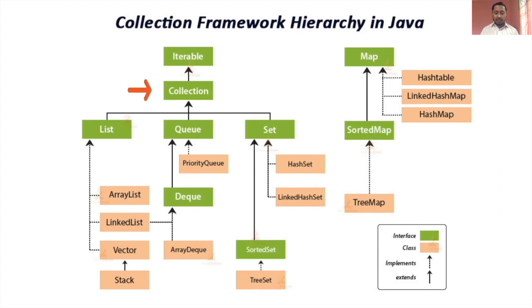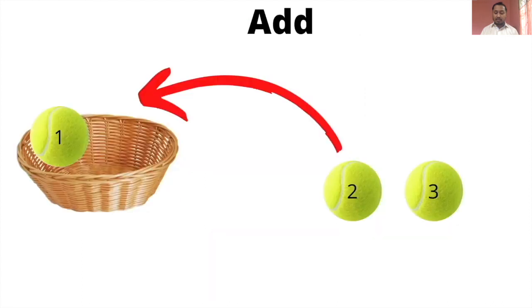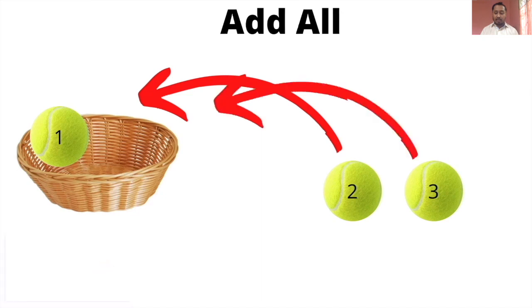Then we have the Collection interface. The Collection interface extends the Iterable interface. Collection interface methods are common to the whole collection framework. Using the Collection interface method add, we could add an element to the collection. Using the addAll method, we could add one collection's elements to the other collection.